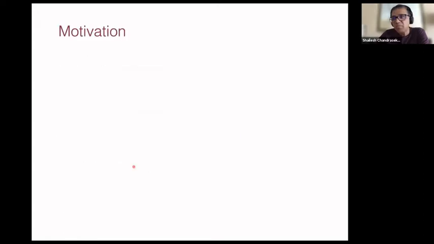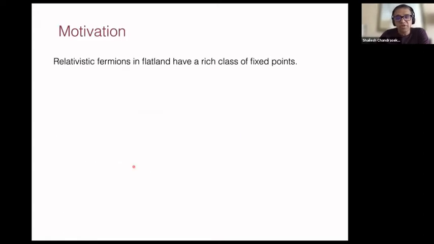So let me begin with the motivation. We all at this workshop learned that fermions in 3 dimensions or 2 spatial dimensions are really rich. They have a whole bunch of new fixed points that we'd like to understand the properties of. And so it's a rich area of physics, and we are just learning about it, I would say. Although it is a very old subject, I still feel there's a lot for us to learn here.